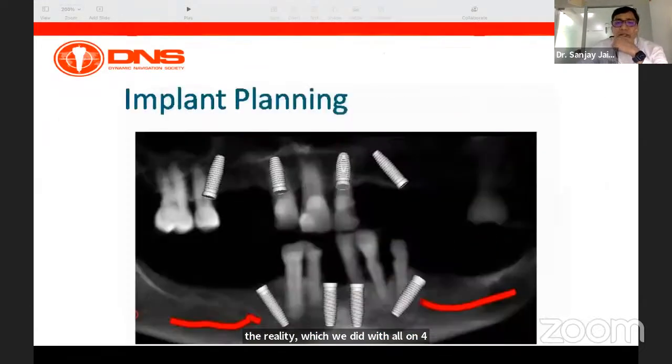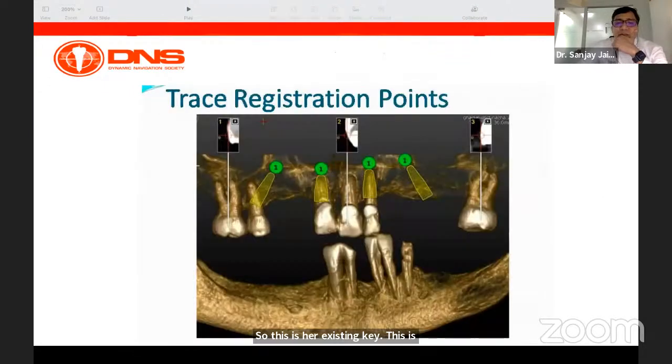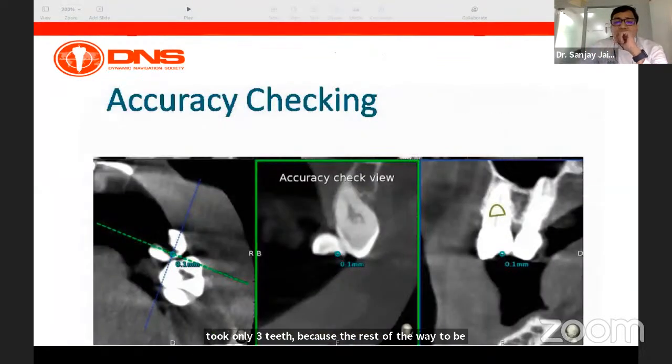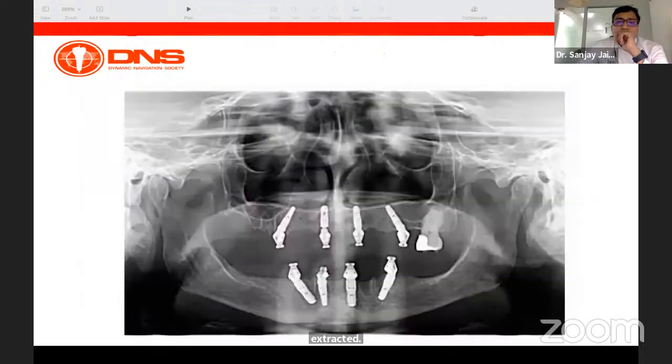So this is her existing teeth. This is how we went ahead. This is how I took the teeth tracing. In this case, I took only 3 teeth because the rest were to be extracted. So we did an accuracy check. We placed 4 implants in the most desirable location.